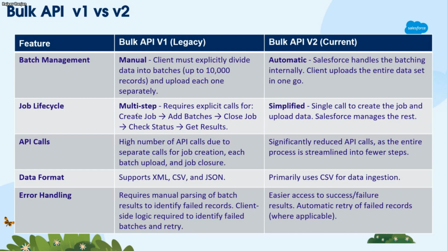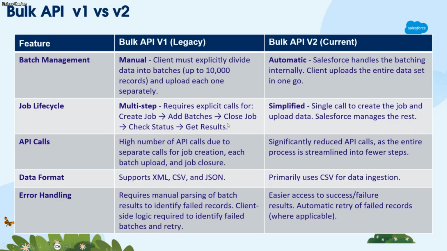For data format, it mostly supports XML, CSV, and JSON. Here, with this Bulk API, we have primarily used CSV for the data ingestion. And the error handling is also like here.